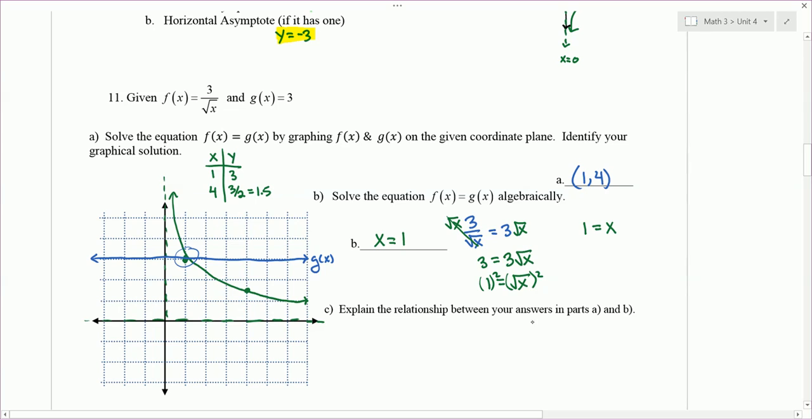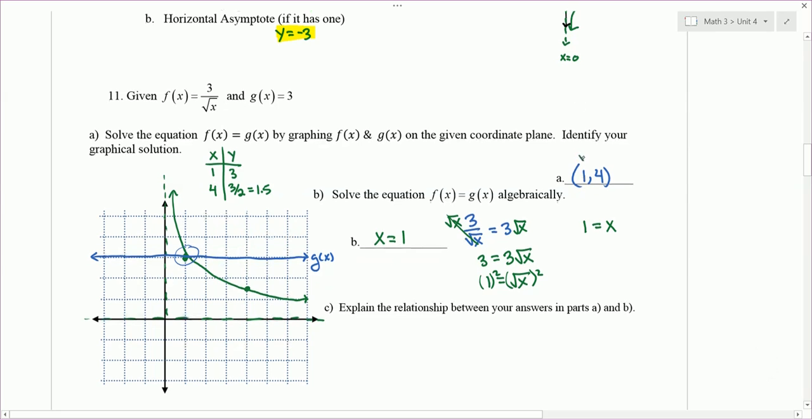So explain the relationship between your answer in part A and part B. So part A gives you not only the x value of 1, but also gives you a y value, where part B is only giving you an x value. And so they have the same x value is what I'm going to state.